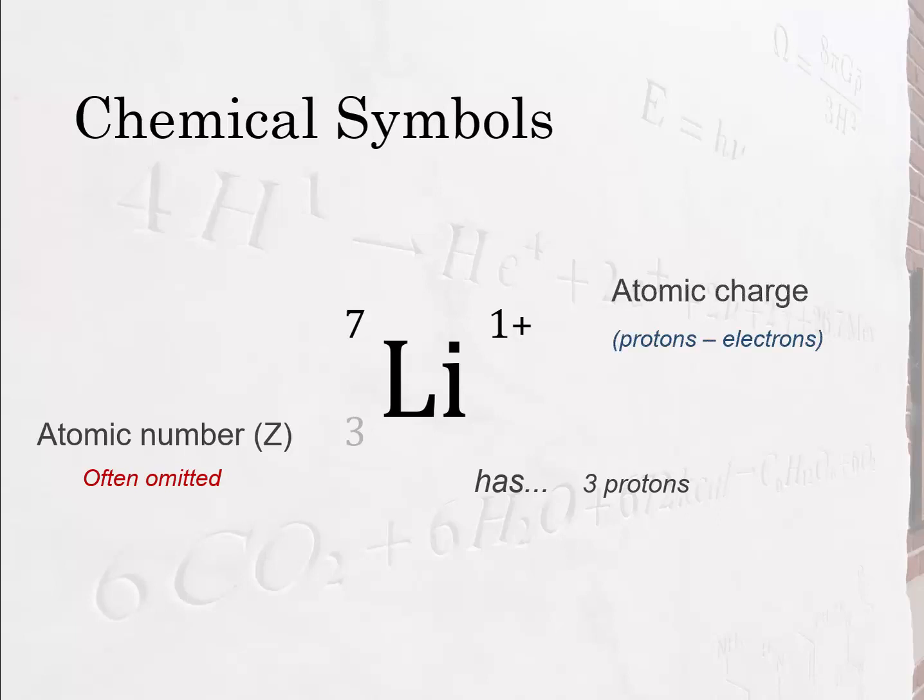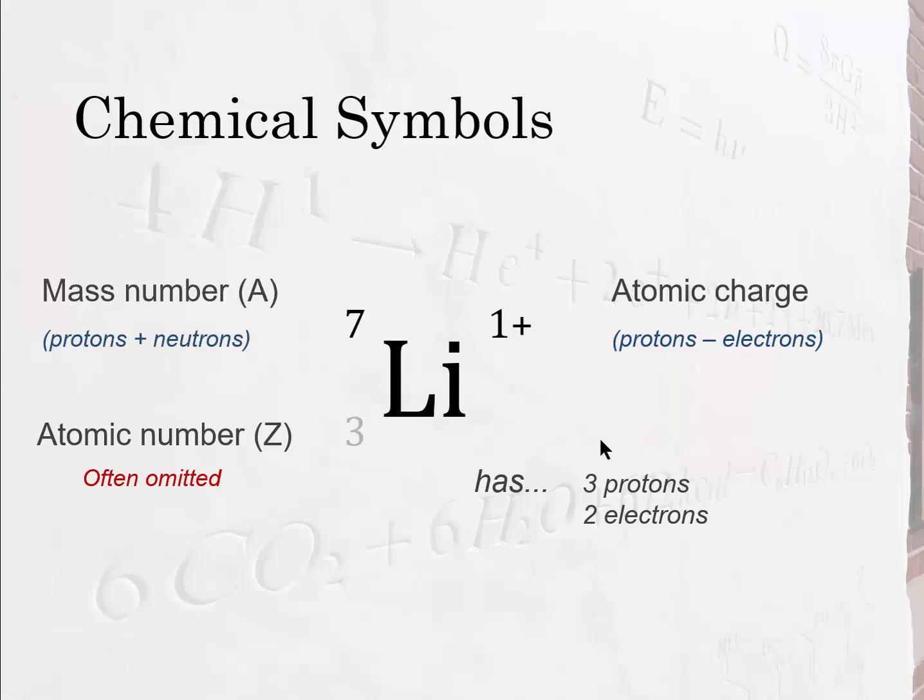The atomic charge is shown in the upper right and gives the balance between protons and electrons. A neutral atom has no net charge and an equal number of protons and electrons. Ions are atoms or molecules with non-zero charge. Cations have a positive charge, and anions have a negative charge. Lithium is often found as a +1 cation, which means it has 2 electrons to go with its 3 protons.